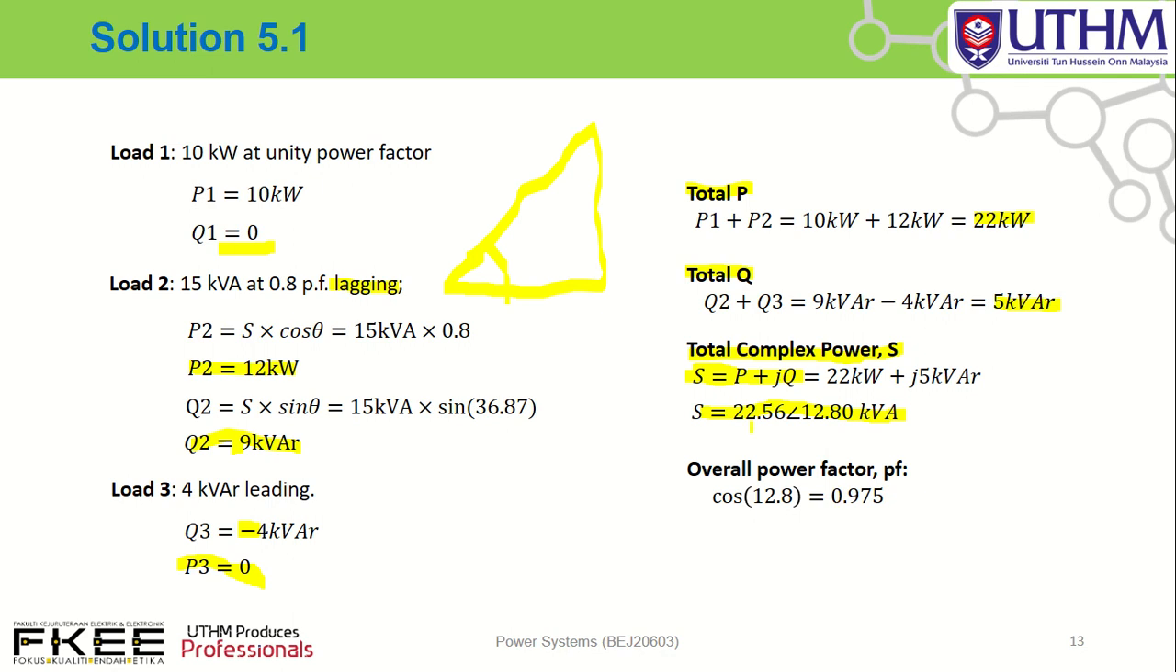And then for example, let's say we have a next question. Please draw the power triangle of the total complex power. So you can easily draw the power triangle with P, Q, and this is the apparent power. This is the apparent power, magnitude of the complex power.